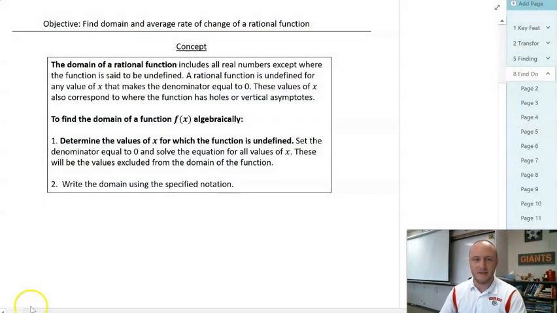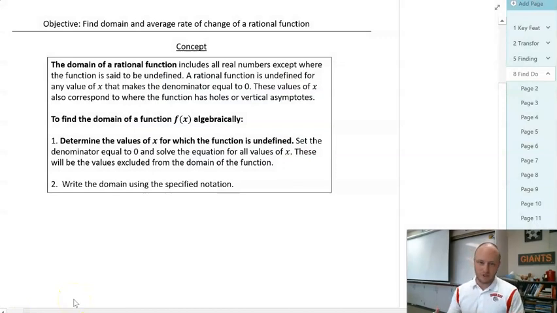Hey there, welcome to this video on rational functions. Today we're going to look at how to find the domain of a rational function algebraically, as well as look at the average rate of change of rational functions. Alright, so let's go ahead and get to it.